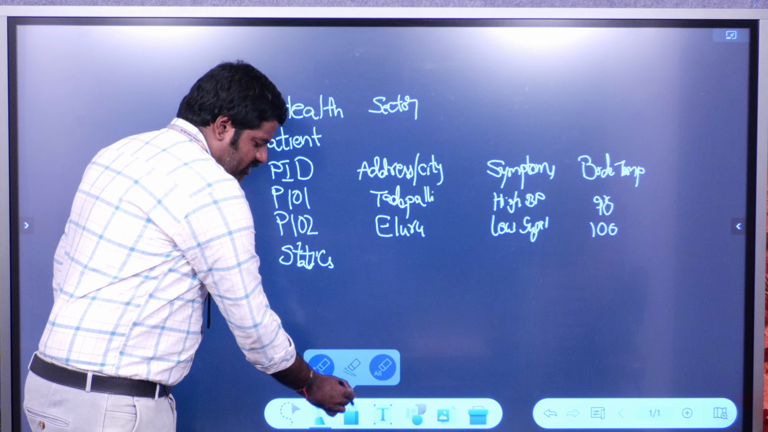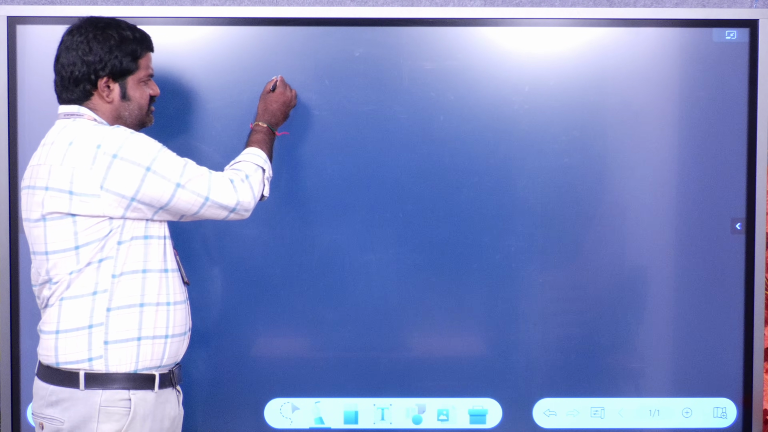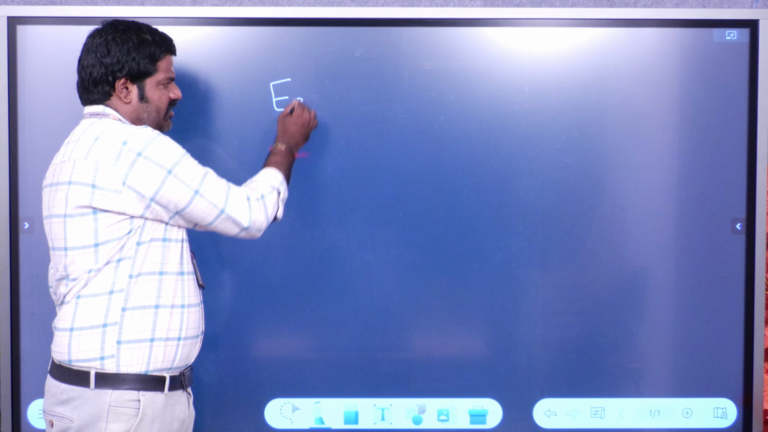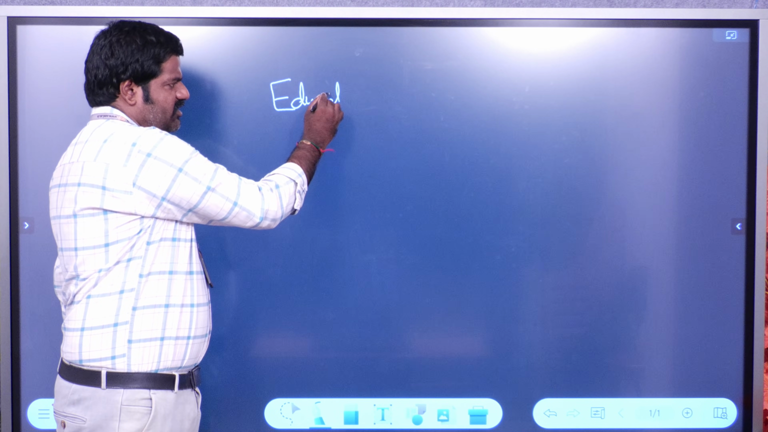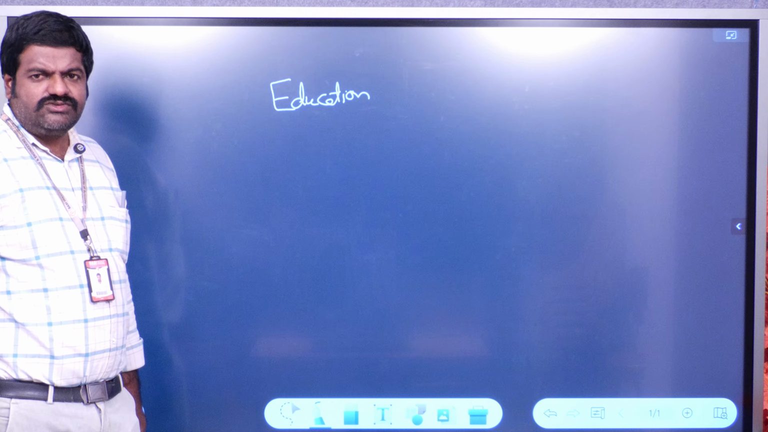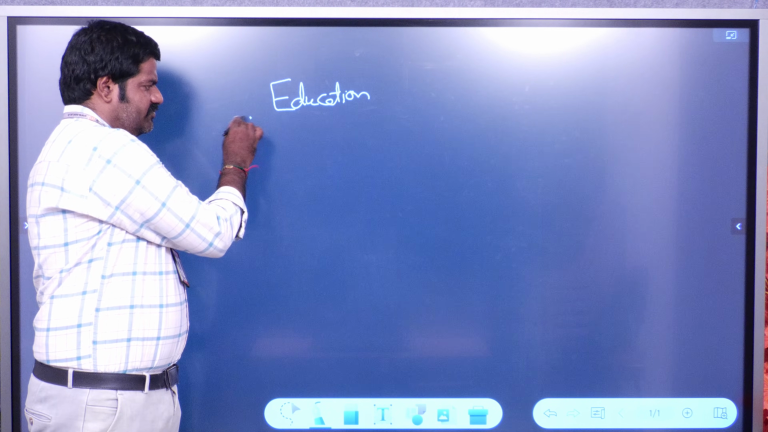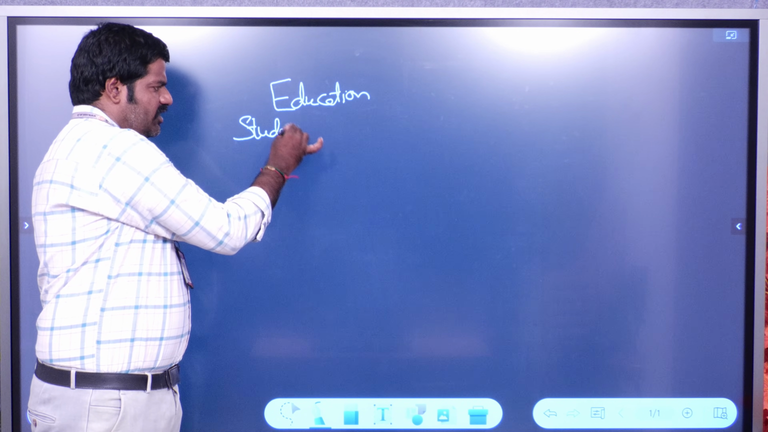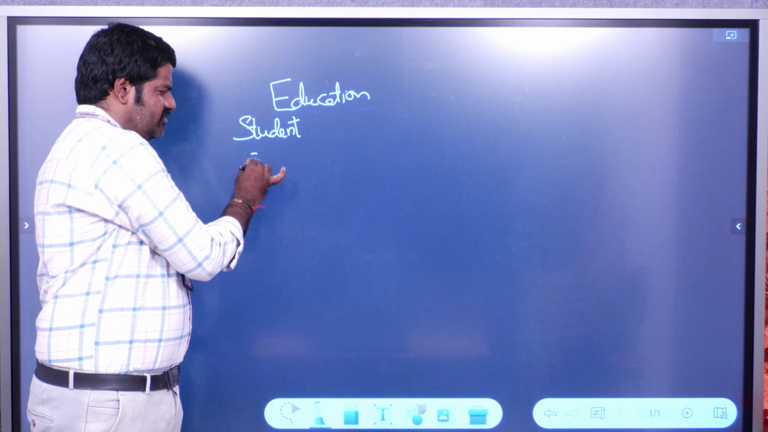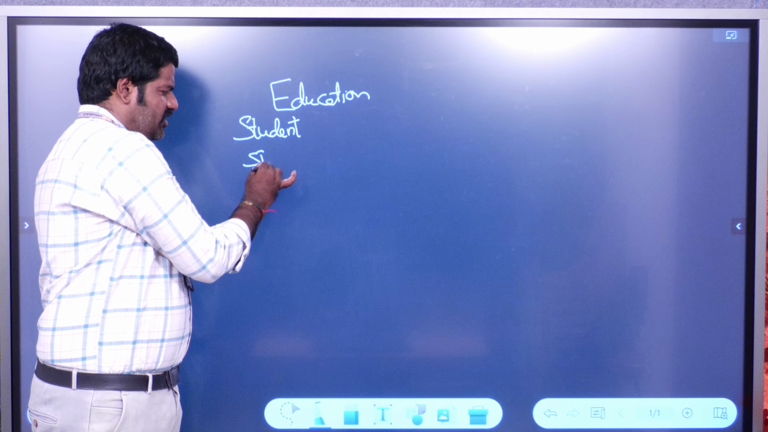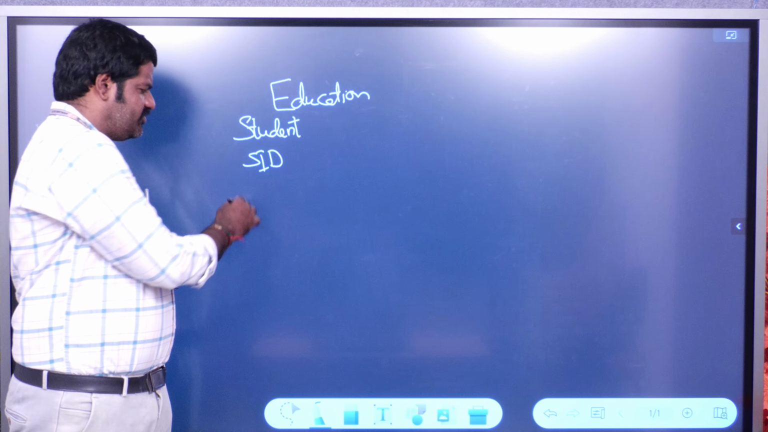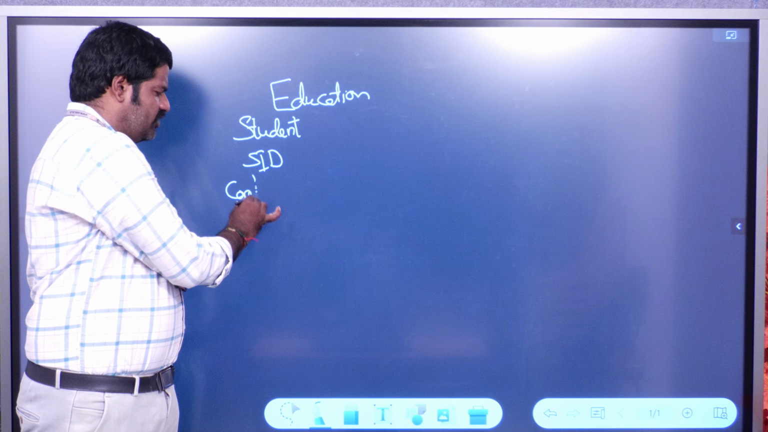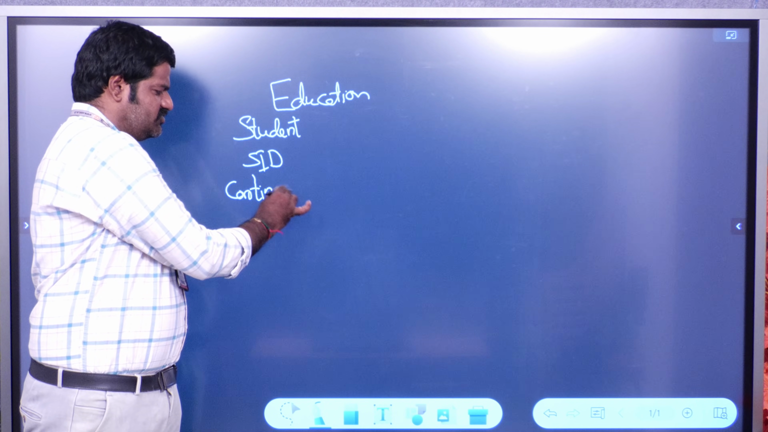Now, if you take another sector, the data types might change. For example, consider the education sector, where we are maintaining student data. Again, what information are we going to store in this student data? Student ID may be continuous. Student ID comes under continuous because we have continuous IDs for the students.